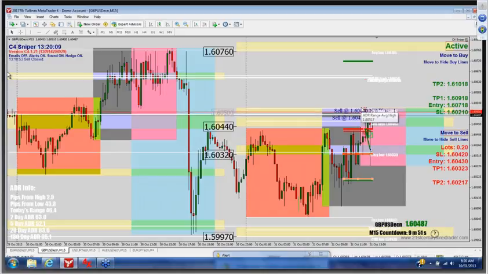Now, this currency pair has been range bound as well. Most of them have over the past few months. Typically has been moving about 80 pips, 70 to 80 pips as well.